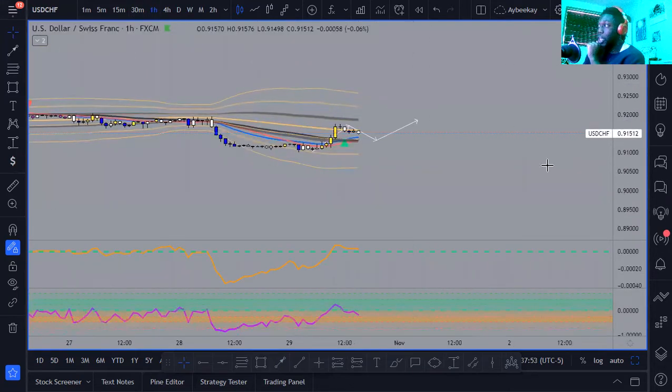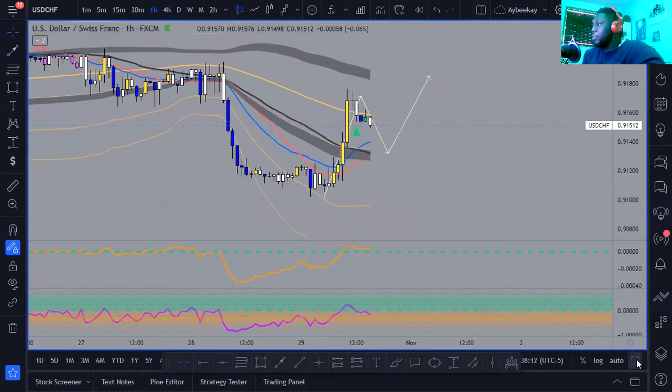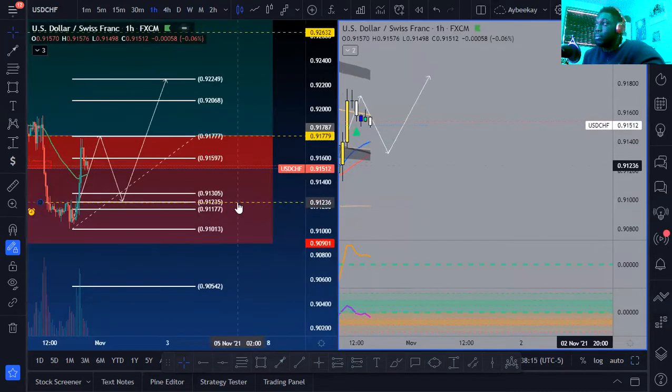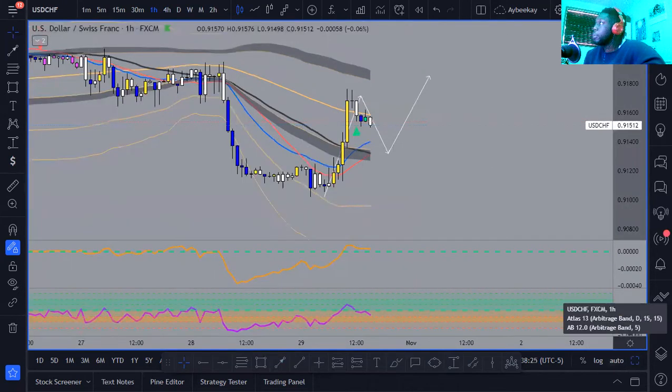But overall, this is what I would want to see on UCHF, just a retracement down to like 0.91326 and 0.91200. That will be a good zone to be looking for buys on UCHF. So let's see how that plays out. I'm definitely feeling the, where's that? Oh yeah, if price comes to like 0.91240, that's solid as heck, man. I'm definitely taking that trade. So we'll see what happens.